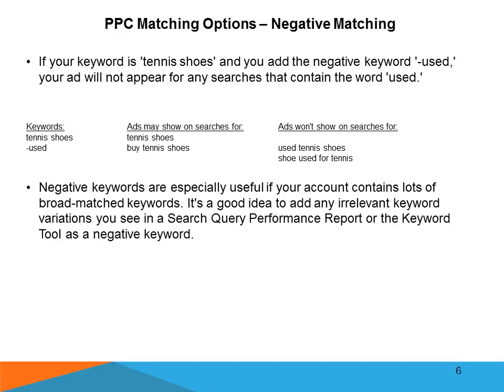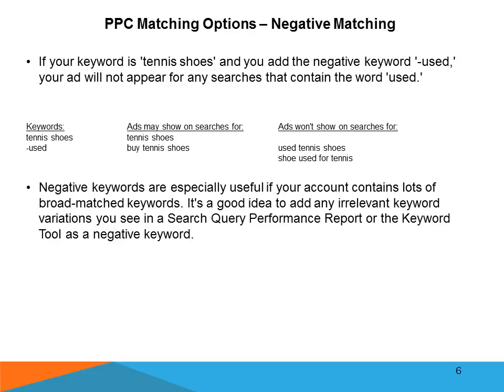So let's pretend you sell tennis shoes, but you notice some people are also doing search queries on used tennis shoes for whatever reason. Let's make it a little more realistic: red tennis shoes. Let's pretend we sell every type of tennis shoe except red. So if you do tennis shoes as broad and somebody types in red tennis shoes, your ad's going to show, they might click, and it's going to cost you.